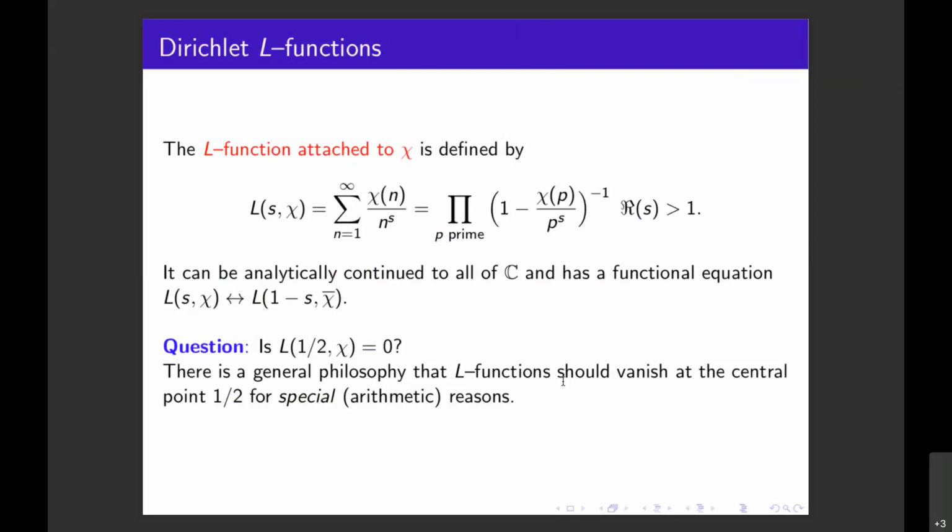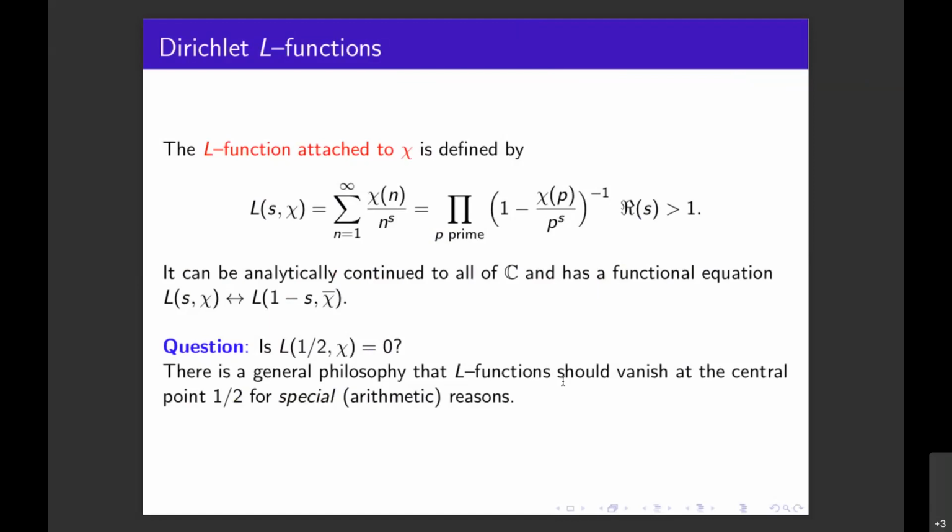And the L function has a functional equation, so we can relate the value of the L function L of s, chi to the value of L of 1 minus s, chi bar. So chi bar is the conjugate character. And one question that we care about in the field is the following. We are interested in the value of the L function at the special point 1/2, which is the center of the critical strip. So the question is, can the L function vanish at 1/2?